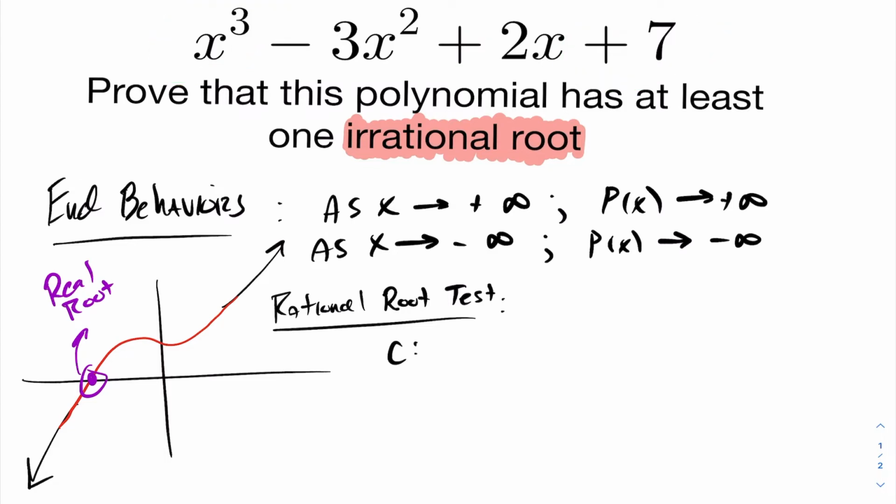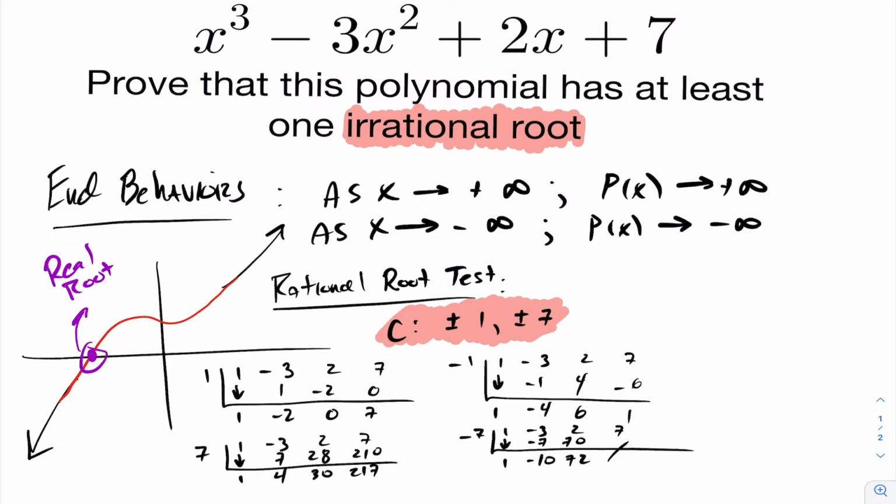So therefore, I'm going to look at plus or minus 1 or plus or minus 7. So if my polynomial does have a rational root, it must be one of these 4. So let's go ahead and do synthetic division on these 4 and see if we can get a remainder of 0. And you can see here, I tried synthetic division at 1.